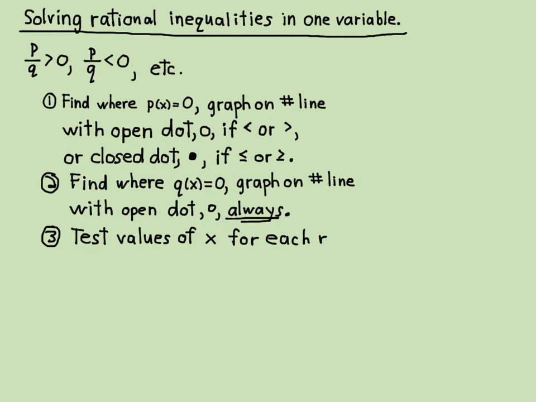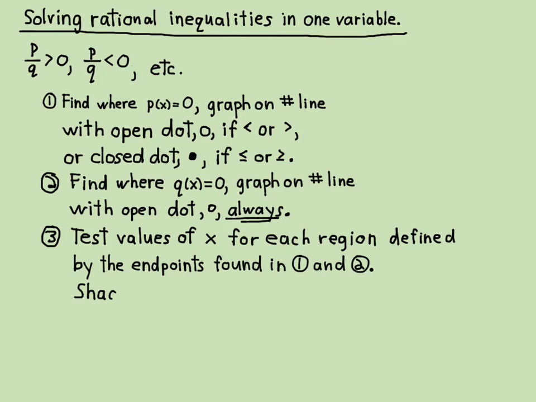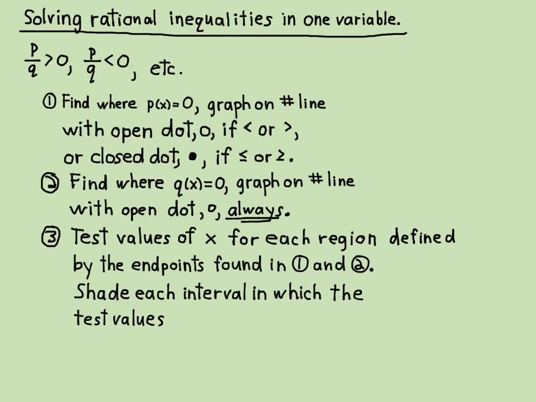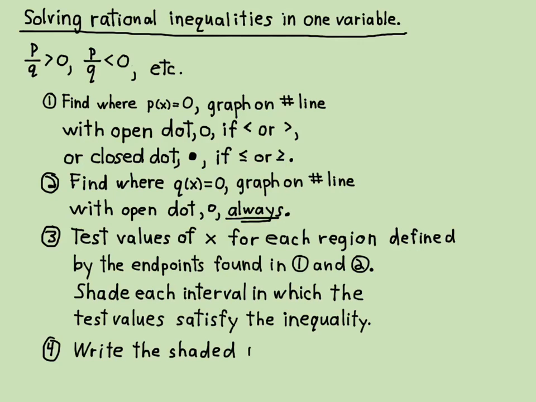Third, you test values of x for each region defined by the endpoints found in steps 1 and 2, and shade each interval in which the test values satisfy the inequality. Okay? And then number 4, write the shaded regions from step 3 in interval notation.